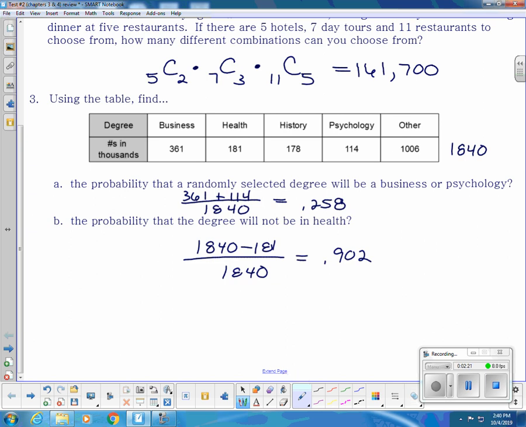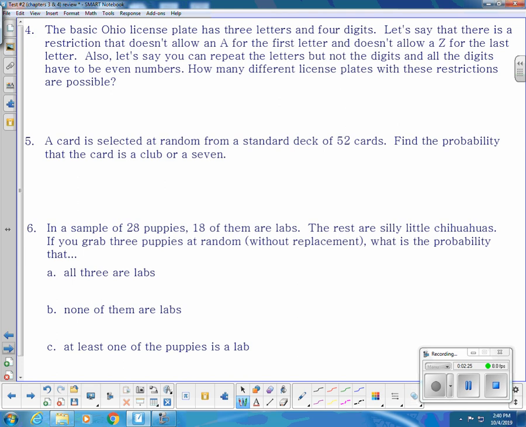All right, here we go. Number 4, you have 3 letters and 4 digits in the license plate. So they tell you the first letter cannot be an A. So this cannot be an A. The last letter cannot be a Z. And the digits cannot repeat. The letters can. And all the digits have to be even numbers. So the even numbers are 0, 2, 4, 6, and 8. So there's 5 even numbers.